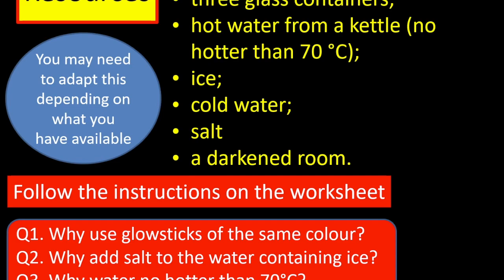The next question was, why use water no hotter than 70 degrees C? So some of you might have been thinking, well, maybe that's something to do with safety, and yes, definitely a safety element there, but actually the plastic of the glow stick will possibly dissolve and the inner chemicals may leak out. And if you have a glow stick, say in a plastic cup, the chemicals that leak out might actually cause the plastic in the cup to dissolve too.